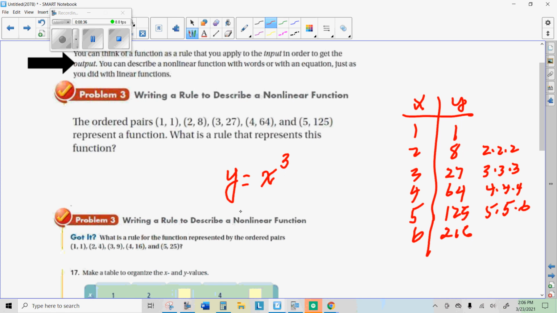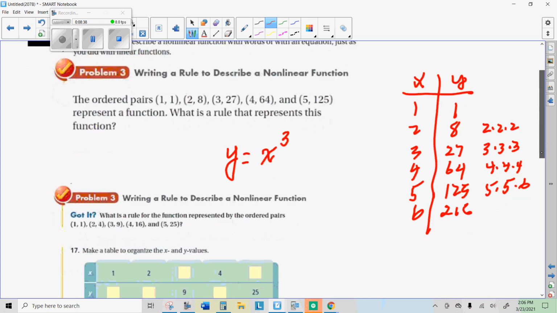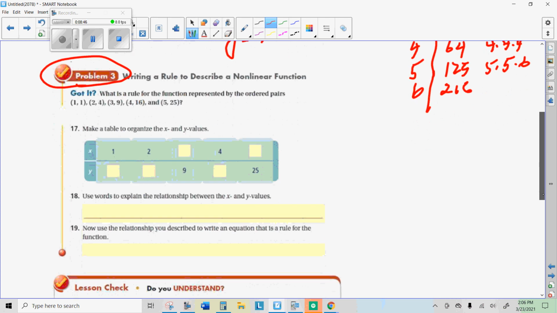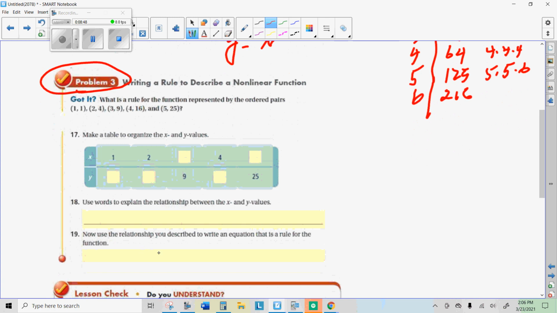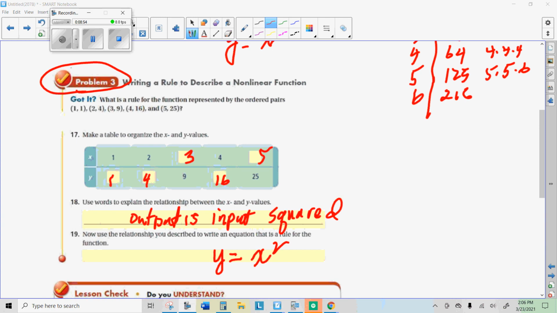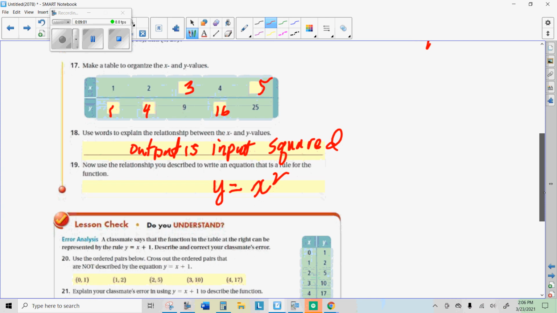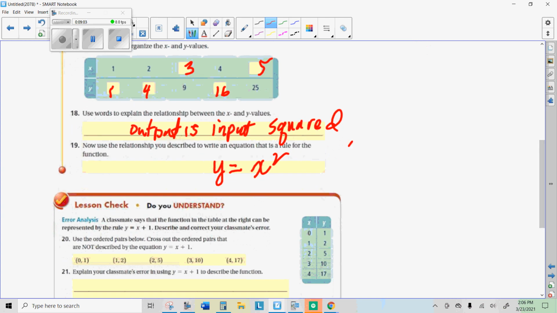Go ahead and look at the second problem here, problem 3. Fill in the table, see if you don't see a pattern, and see if you can write the function rule for that, or the equation. So y equals something. All right, and I hope you noticed that the output is actually the input squared, or multiplied by itself, and that equation would look like this.